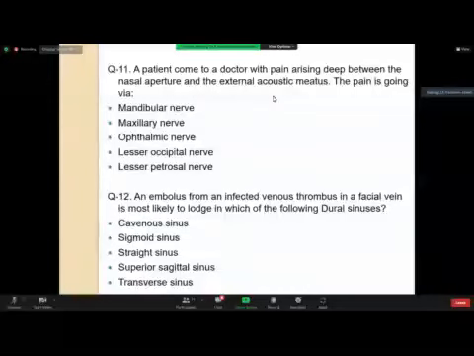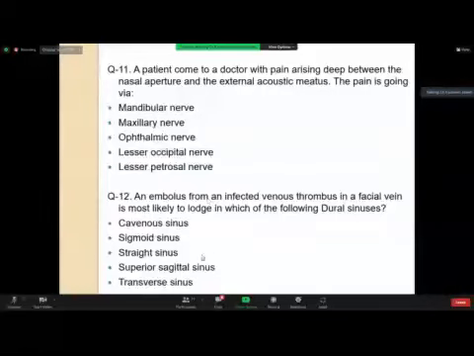A patient comes to a doctor with pain arising deep between the nasal aperture and the external acoustic meatus. The pain is going via a sensory nerve supply of the face. Options: mandibular nerve, maxillary nerve. Which correct option would you choose? Ma'am, B, maxillary nerve. That is why I told you maxillary nerve: if you look at the nerve map, you will get an idea of which area is being talked about.